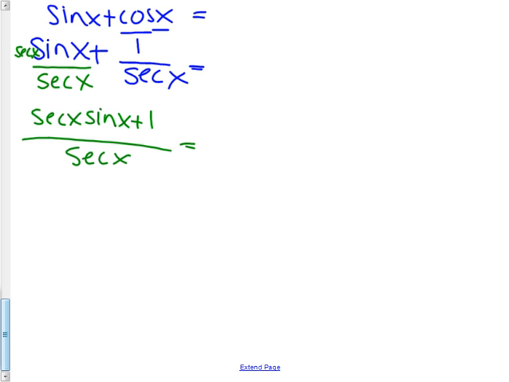Now, I'm going to tell you one more thing. I would change this back into something, and then I think things should cancel, and you'll get the answer that you want. Or no, secant is 1 over cosine. And that's all I'm going to help you with on that one, because I know you have the knowledge to do it.